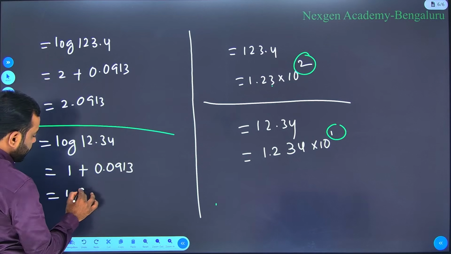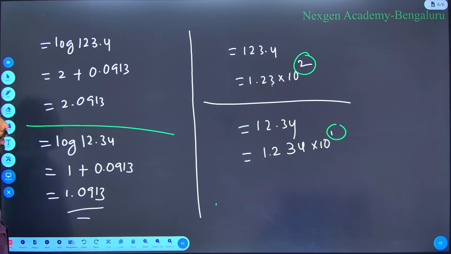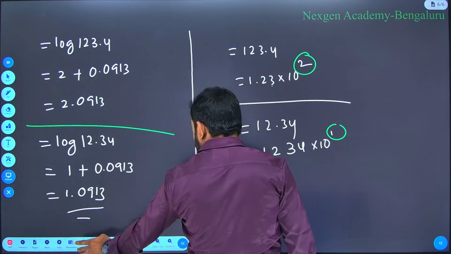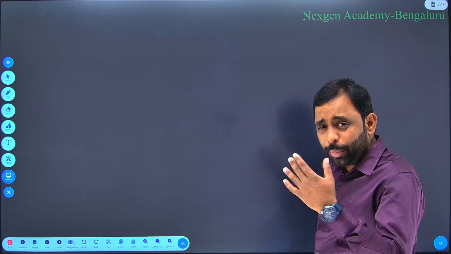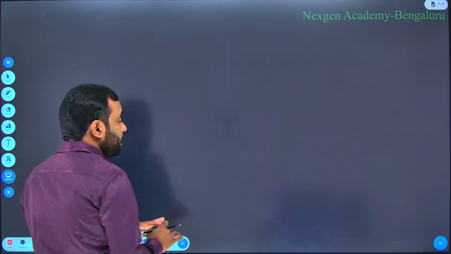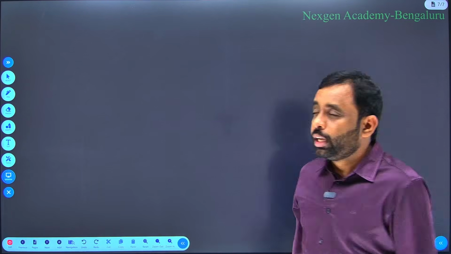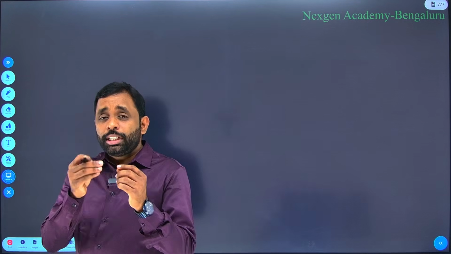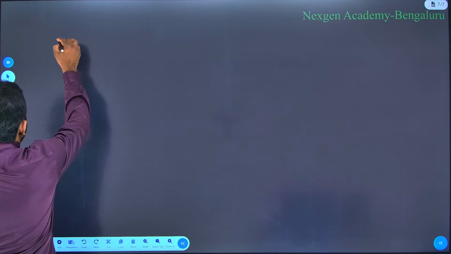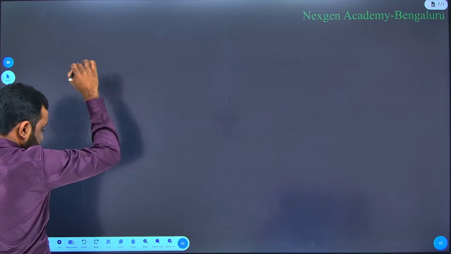Shortcut is what? 1.0913. The conclusion is this: what is happening here? Mantissa is not changing. In all the situations, Mantissa is not changing, but characteristic is changing, because the decimal point position is changing.